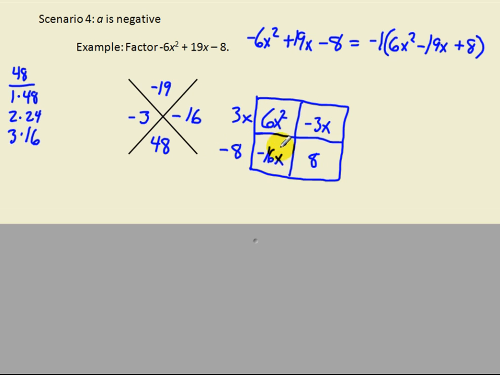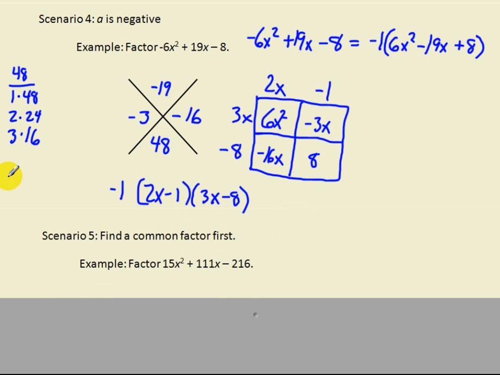6x squared and negative 16x, we can factor out 2x, and then negative 3x and 8 don't have anything in common other than 1, but it's a negative 1. So we end up with 2x minus 1 times 3x minus 8, but then don't forget we have a negative 1 over here that we had factored out. So we can leave it just like this, negative 1 times 2x minus 1 times 3x minus 8.